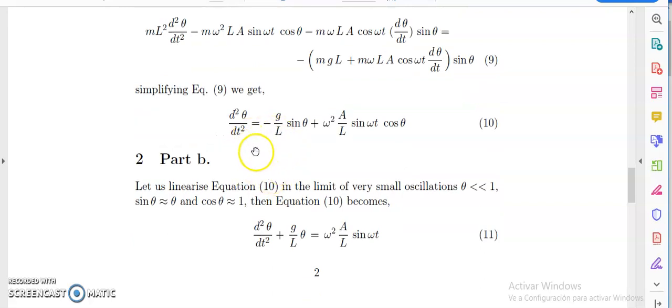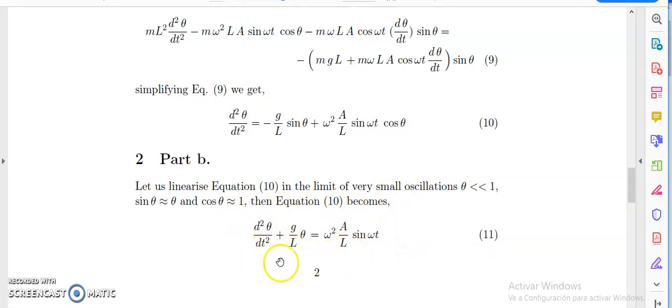Now let's try to get the second part. In the second part, we need to linearize equation 10 in the limit of very small oscillation. Theta is very, very small, so sine theta will become just theta, and cos theta will go to 1. So in equation 10, cos theta is 1 and sine theta is equal to theta. Then equation 10 becomes this linear second order ordinary differential equation.